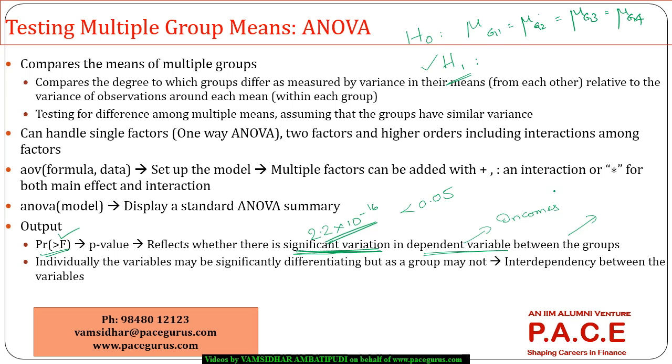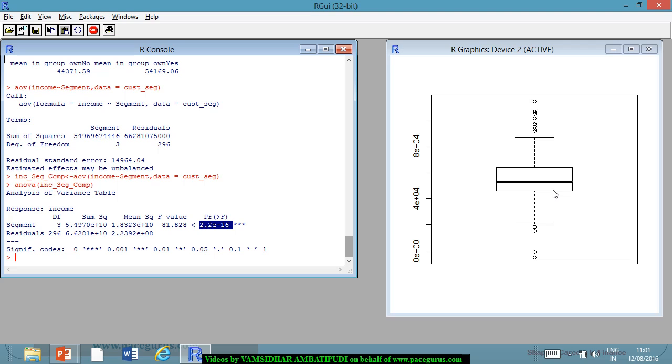The same logic, now I can pull in two groups. Right? I mean, this is called one-way ANOVA or one-factor ANOVA, but let's say along with this, I would also try to bring in one more variable. Right? Instead of just saying segment alone, let me also add the own home.